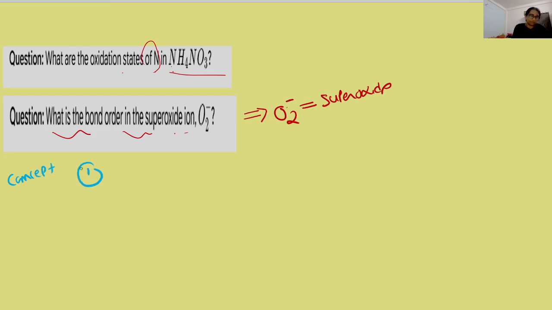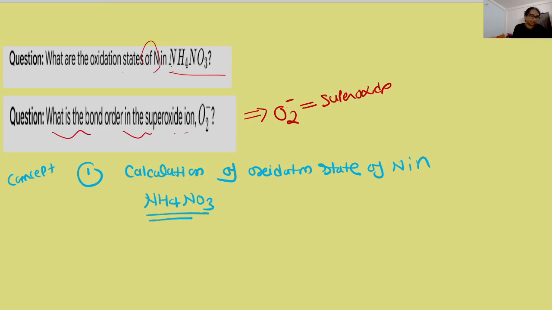Question number 1, calculation of the oxidation state of nitrogen in the compound ammonium nitrate. So how to calculate it? We can calculate it with the help of some formulas.